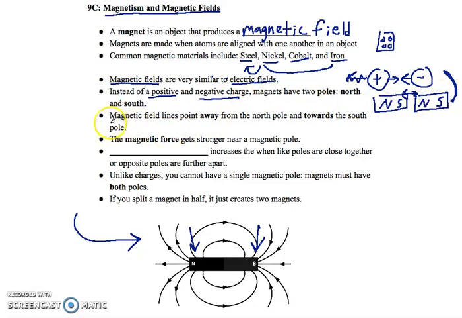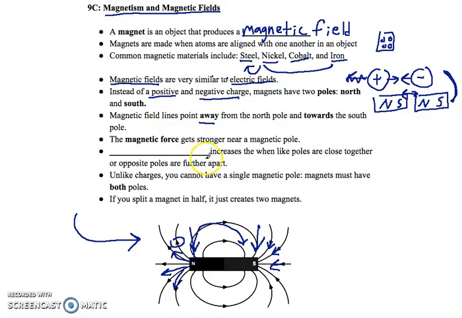And magnetic field lines, just like the electric field lines, have arrows with them. You can see them right here. So the arrows are going to point away from the North Pole, like right down here, and they're going to point towards the South Pole. So if you look at it closely, you'll see all the arrows are pointing towards the South Pole.